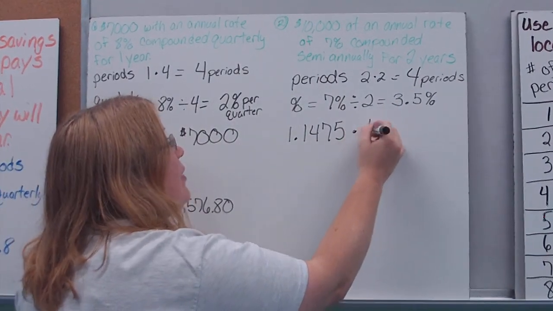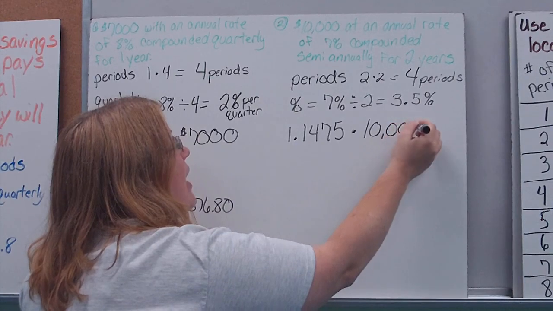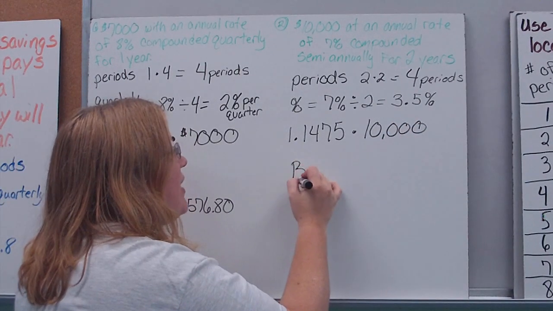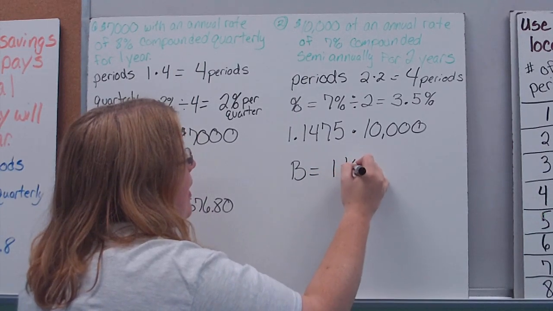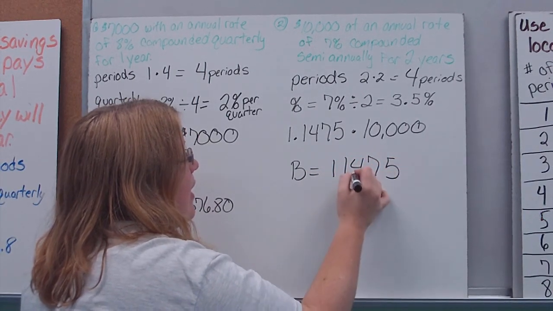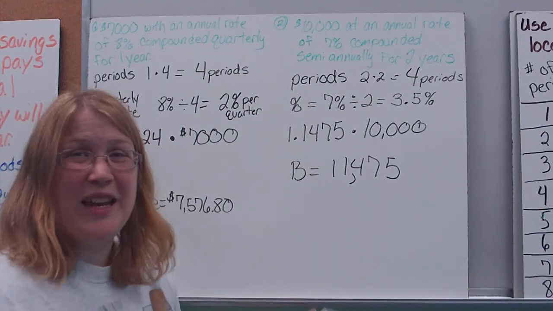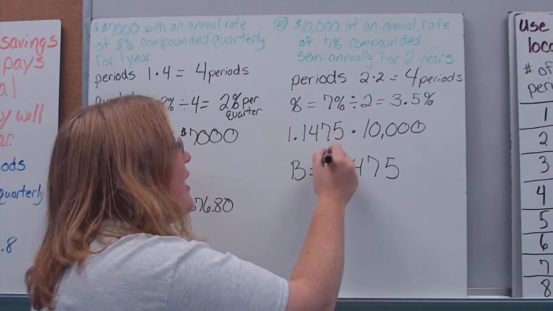So I'm going to take that, I'm going to multiply it by 10,000. And I can actually do this one in my head. My balance is then, the joy of dealing with zeros, multiples of 10, I can do those in my head.